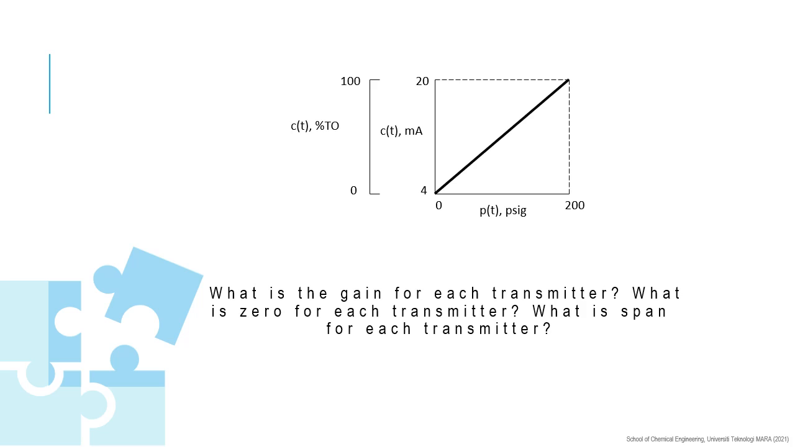Based on the previous slide definition, the range is in between 0 to 200 psig. You can see the x-axis from the graph. So the 0 is the low value of the range, that is 0 psig, and the span is the difference between the high and low value of the range, that is 200 minus 0, which is 200 psig.